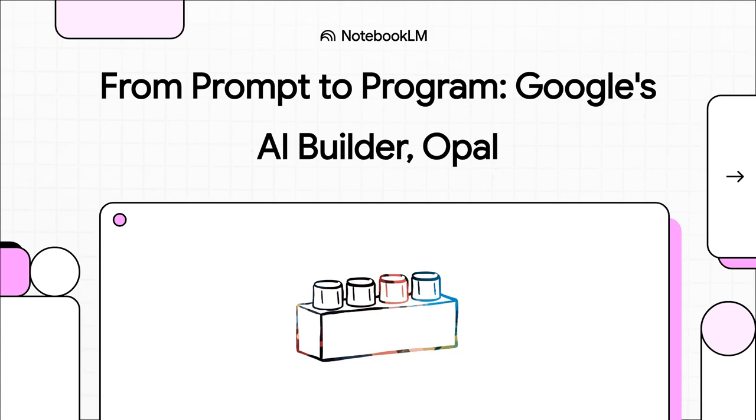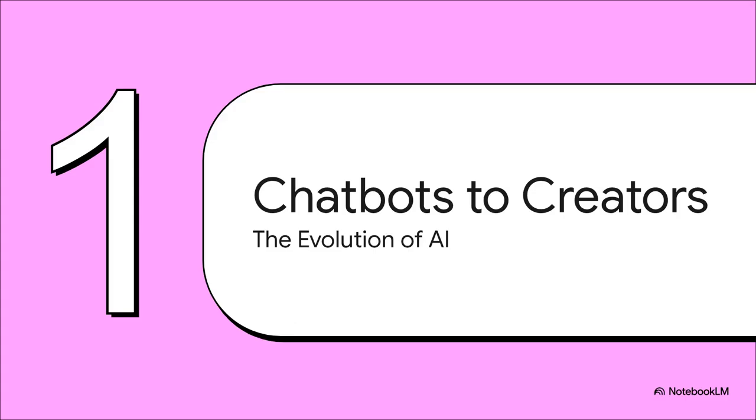Welcome to the Explainer. Today we're talking about a new tool from Google Labs. It's called Opal, and it's doing something really cool, turning the simple act of writing a prompt into, well, the powerful act of building an actual application. All right, let's get right into it.